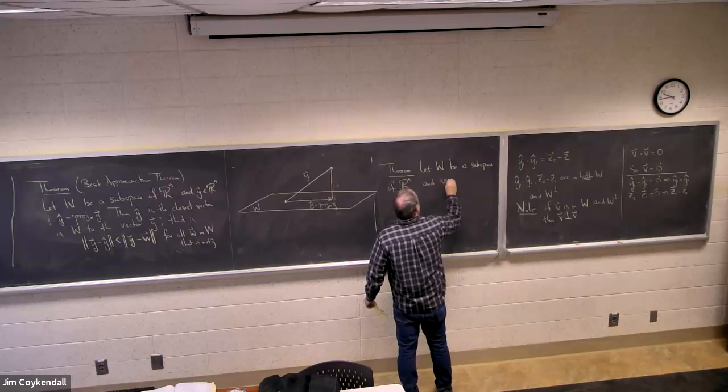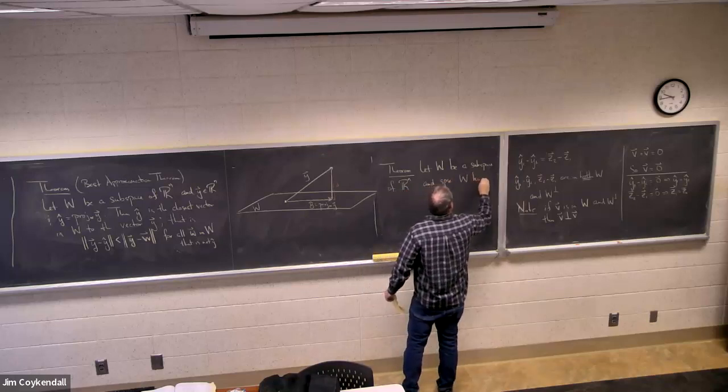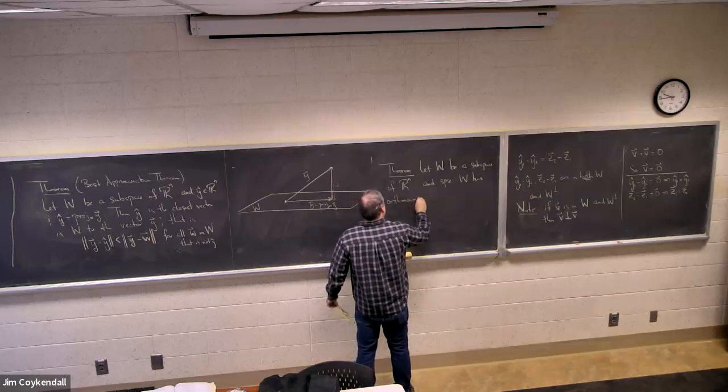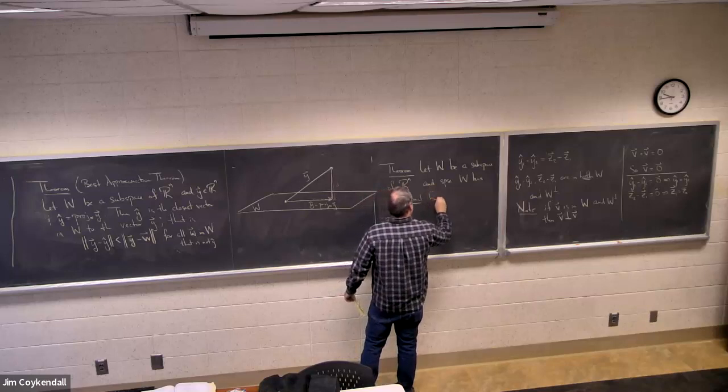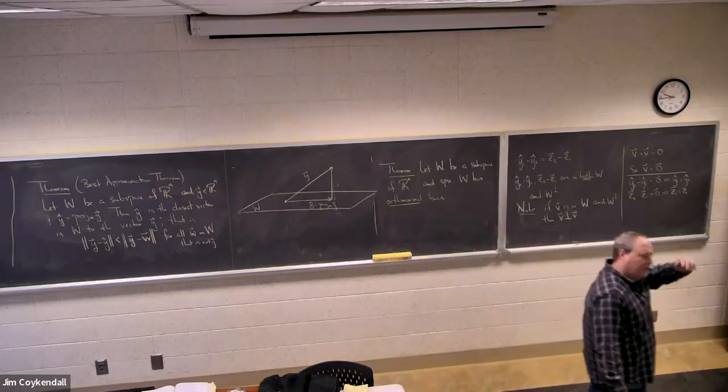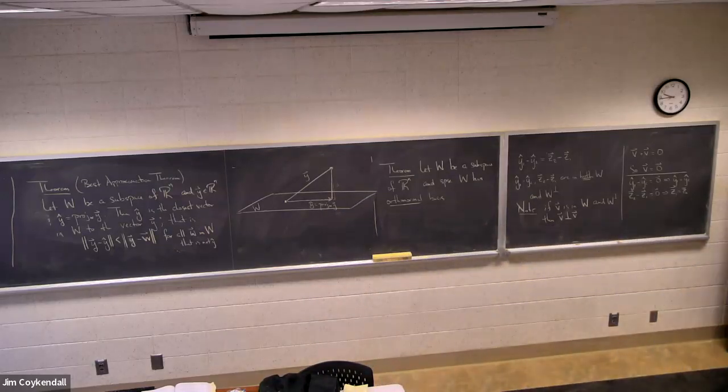And suppose W has an orthonormal basis. By the way, somebody remind me, what does it mean to be orthonormal? It's orthogonal and length one. That's right. So it's a little bit better than orthogonal in the sense that it's still orthogonal. Every basis element sits at a right angle to all the others. But also I've trimmed it a little bit so that all the vectors have length one.